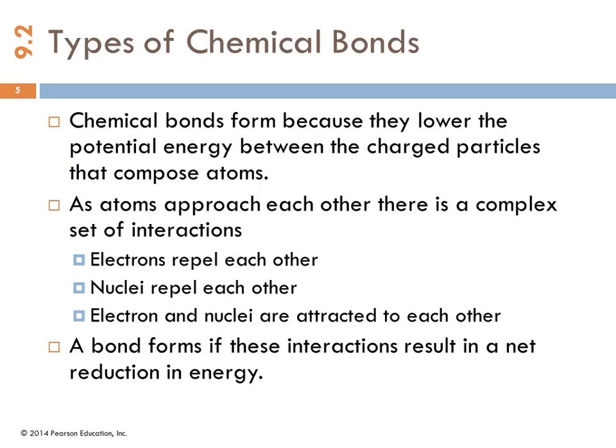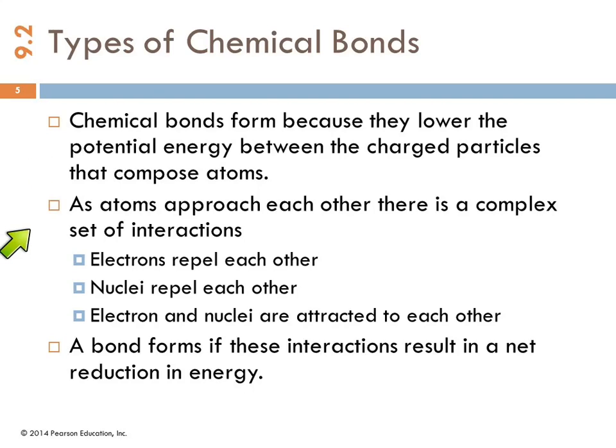Before we can really get into these theories, we have to talk about the types of chemical bonds and why bonds form. Chemical bonds form because they lower the potential energy between the particles that compose atoms. And it's the charged particles that we're most concerned about, the protons and the electrons. Many things in nature happen because of lowering the potential energy. It's like balls rolling down a hill. They roll down a hill and they're going to end up at the bottom because it's lower potential energy.